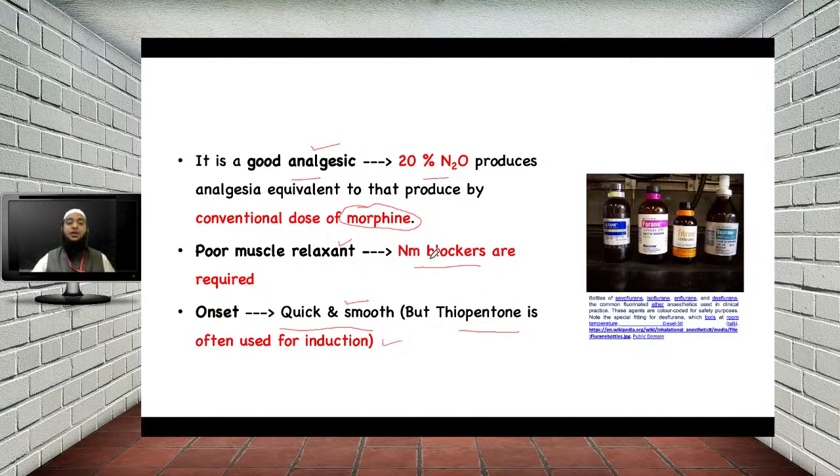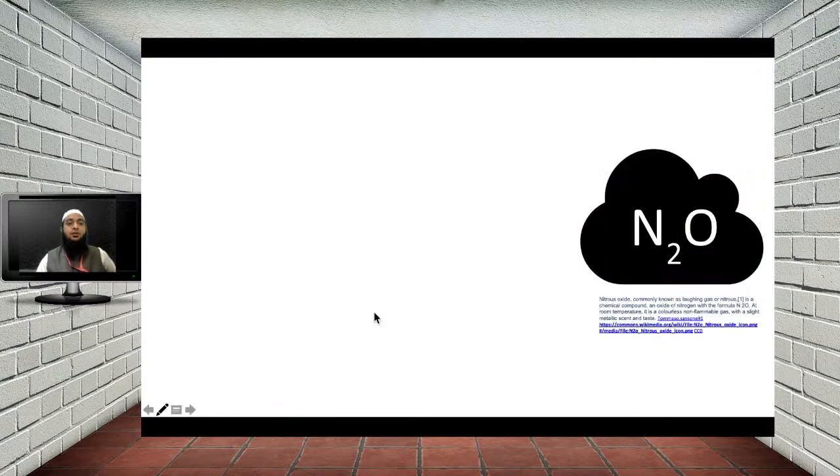So two inducing agents you need to add along with the general anesthetic. One is the neuromuscular blocker to compensate for its poor muscle relaxant property. Second, you are adding thiopentone as an inducing agent along with nitric oxide, so that you will get very quick and smooth induction of anesthesia. Okay, recovery is rapid, so that is a good and ideal property, because an ideal anesthetic agent must have quick induction and recovery of that particular patient.